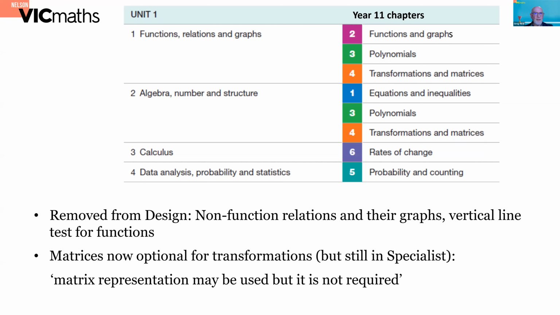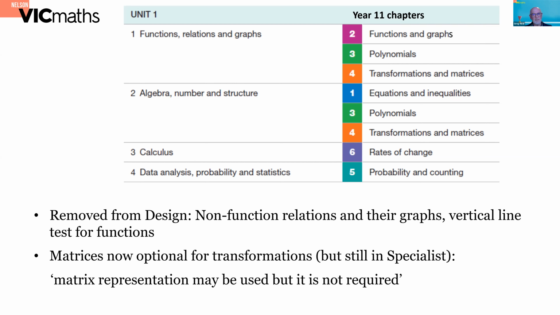So this is like for unit 1. It shows you that in the functions, relations and graphs, we've got those chapters: functions and graphs, polynomials and transformations. There's now some calculus and rates of change calculus in unit 1. Prior to that, you probably would have come across that in Unit 2. There's now some introductory probability and counting methods, so that's in Unit 1 as well.